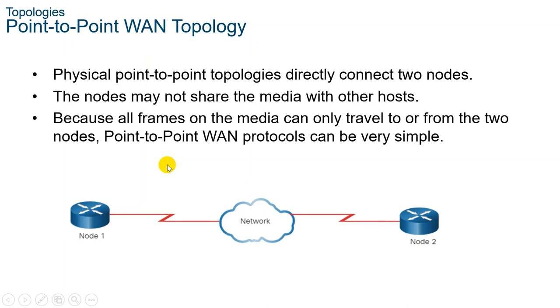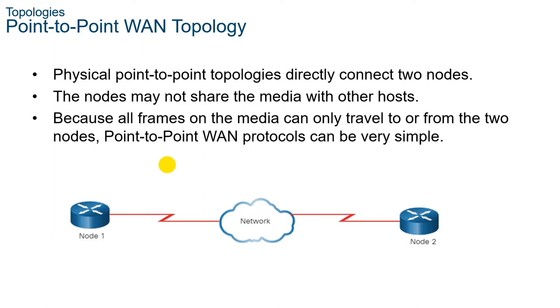Okay. How about point-to-point topology? Physical point-to-point topologies directly connect two nodes, as shown in the figure. In this arrangement, the nodes do not have to share the media with other hosts. Additionally, when using a serial communication protocol such as point-to-point or PPP, a node does not have to make any determination about whether an incoming frame is destined for it or another node. Therefore, the logical data link protocols can be very simple, as all frames on the media can only travel to or from the two nodes.